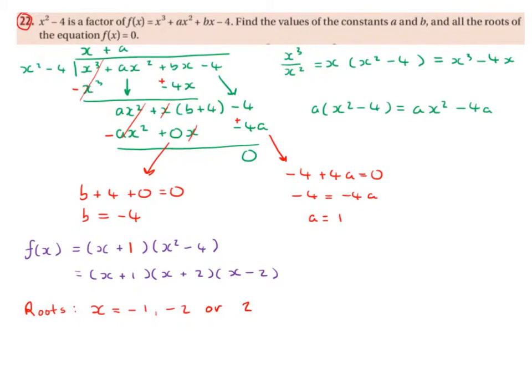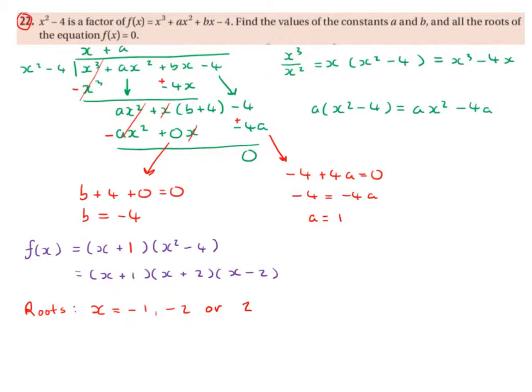These will cancel. We bring down the ax squared. Then we add together the bx and the plus 4x, but we factorize by taking the x out as the highest common factor. x into bx leaves us with b. x into plus 4x leaves us with plus 4. So we get x times b plus 4. Then we bring down the minus 4.